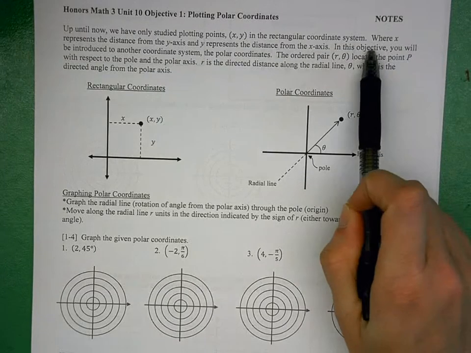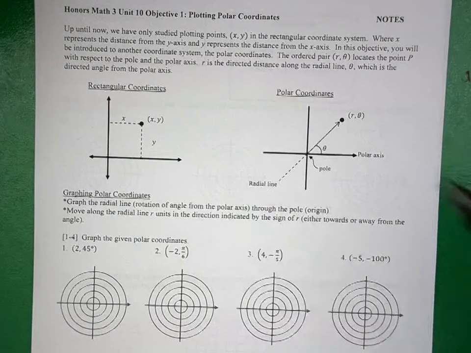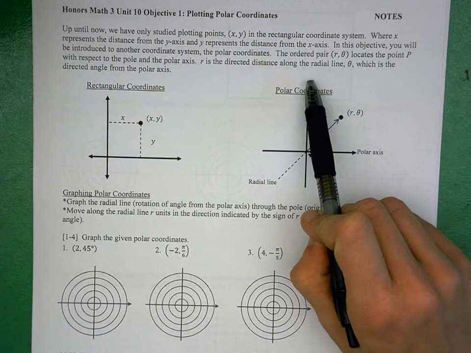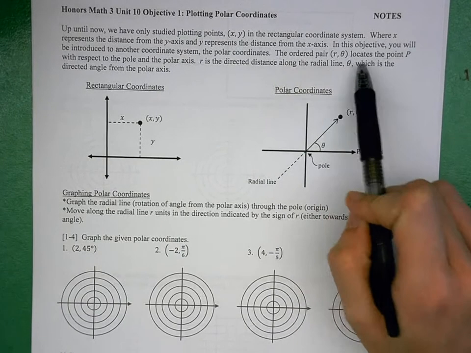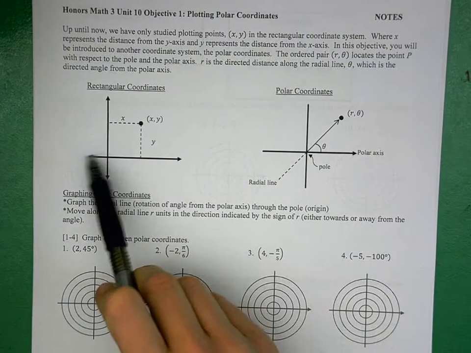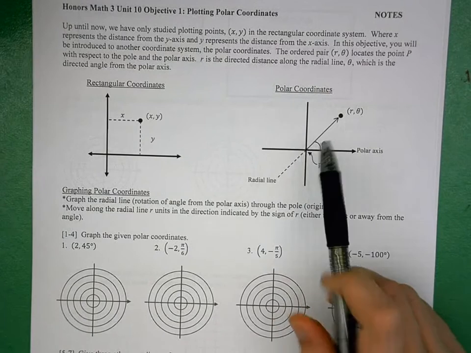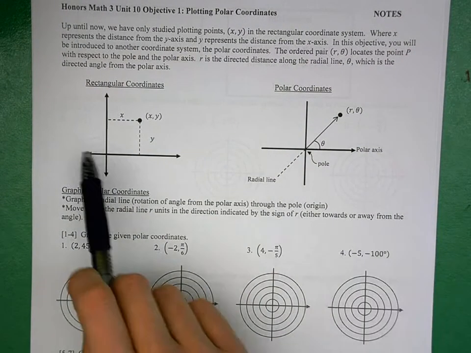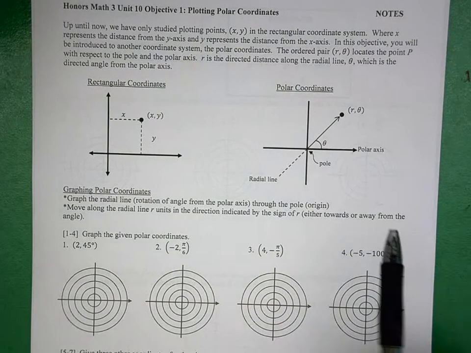And we've been doing this since elementary school, or whenever it is we first learned to plot an XY coordinate. In this objective, we will be introduced to another coordinate system called the polar coordinate system, what you see modeled here on the right. Here in polar, our ordered pair is r, theta, and this locates the point P with respect to the pole, which you can see is what we call the origin in a rectangular coordinate system. Between the pole and the polar axis, which in the rectangular coordinate system we call the x-axis, in polar is called the polar axis.